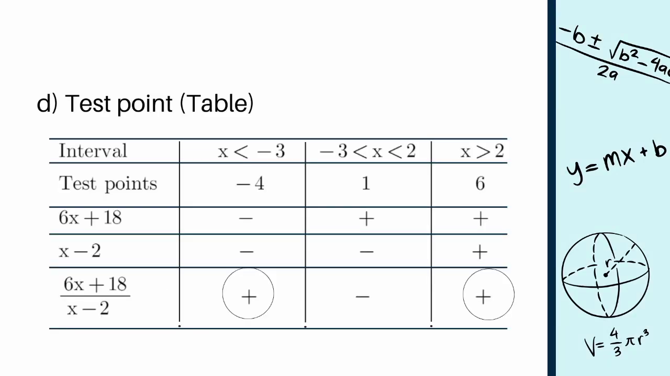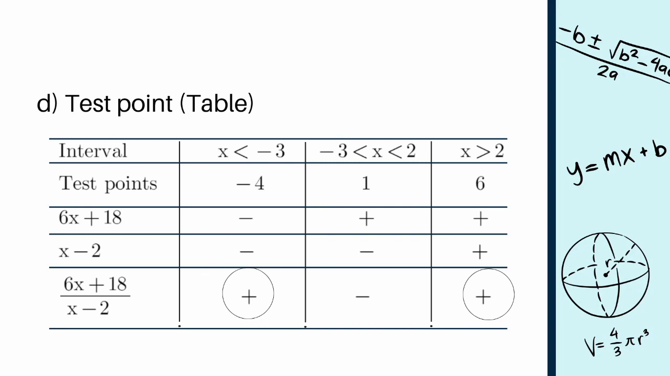So, intervals natin ay x less than negative 3, negative 3 less than x less than 2, at x greater than 2. Doon sa x less than negative 3 ay mag-isip tayo ng negative, less than. So, negative 4. Negative 4 plus 6 plus 18 ay negative. Negative 4 minus 2 ay negative. Kaya negative plus negative ay positive.